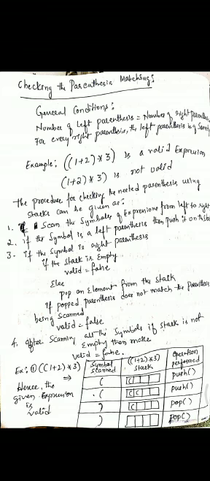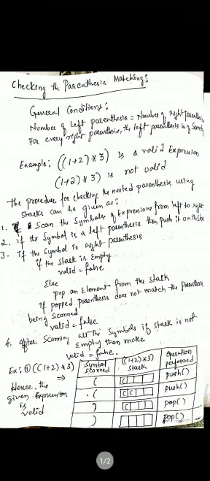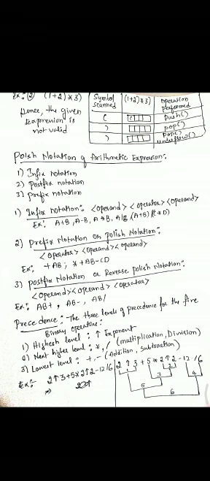I hope you are understanding the concept. Next, let us look at an invalid expression. The second expression is 1 plus 2 multiplied by 3. I have taken the same three columns: symbol scanned, the stack, and operation performed. While scanning, I got one left parenthesis and two right parentheses.